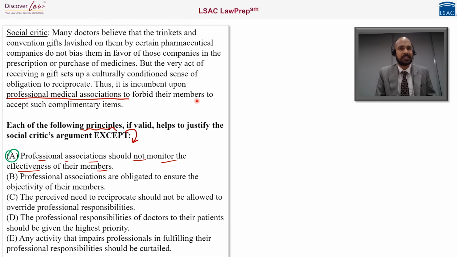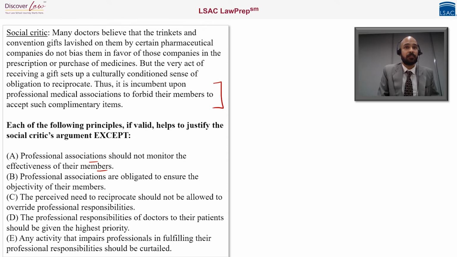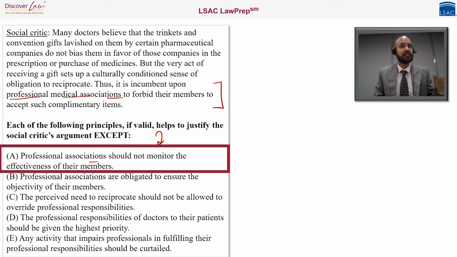Now, as you can see, these are quite contradictory, because for this conclusion to hold, it is required that professional medical associations should monitor, whereas here it says it should not monitor, and this makes it quite clear that A is the answer. But still, let's look at the other options, okay, one by one. You can see why they're wrong.